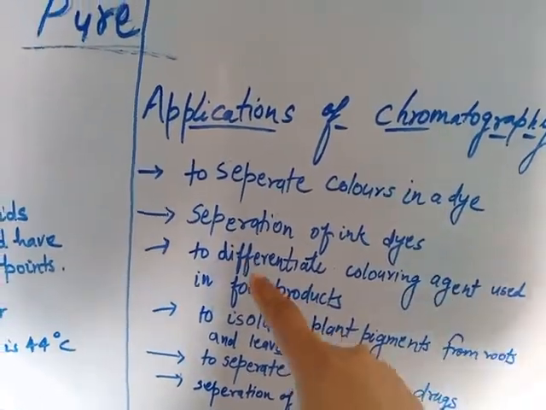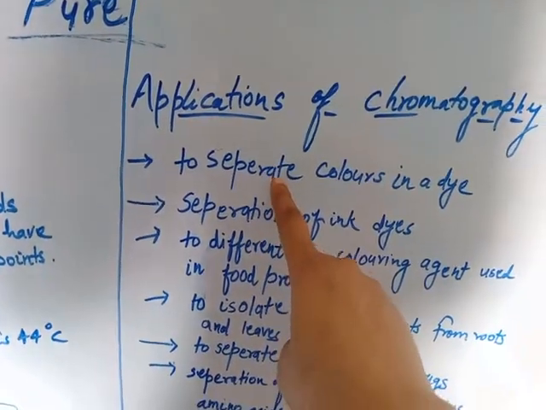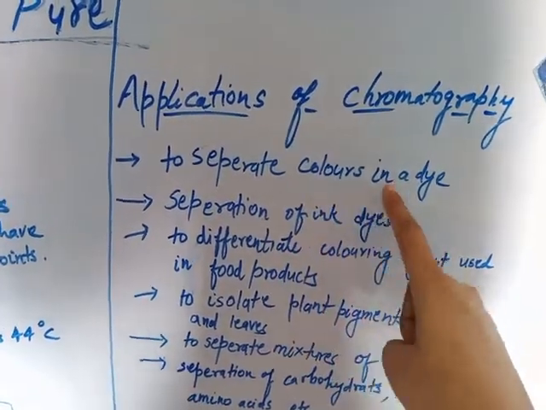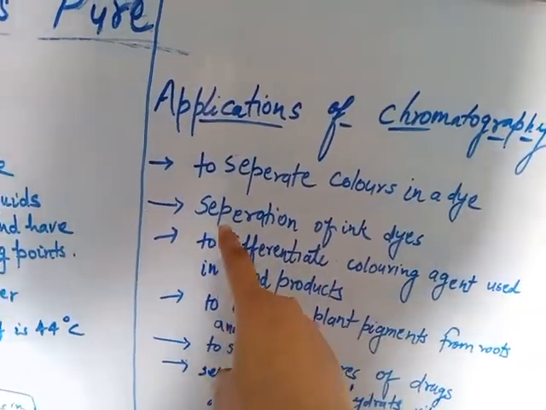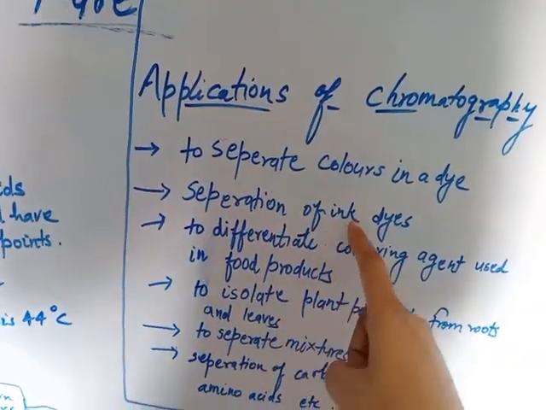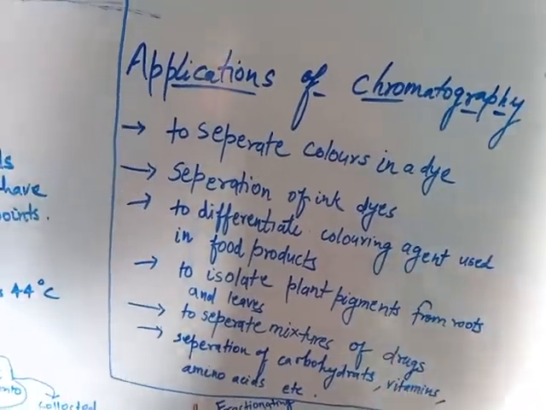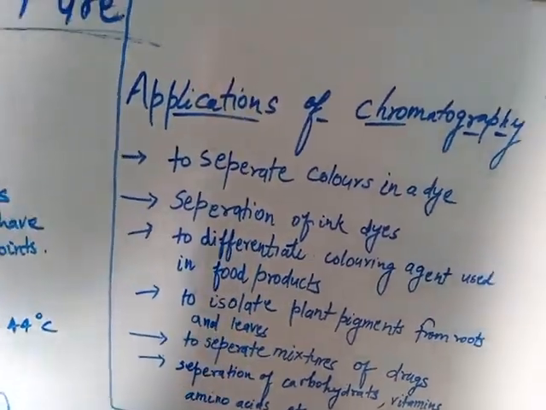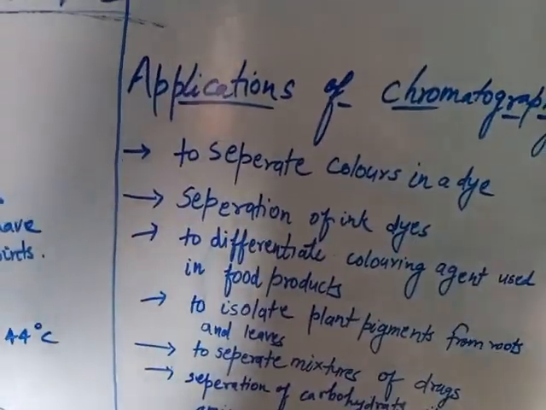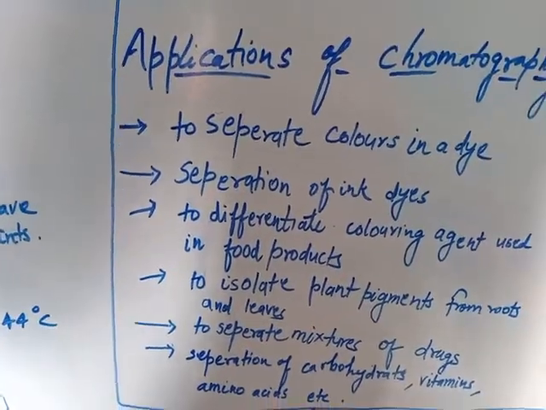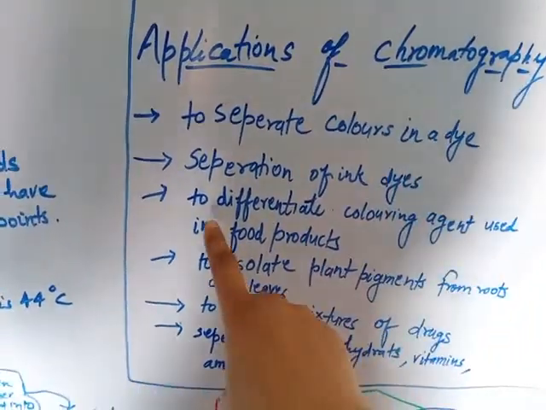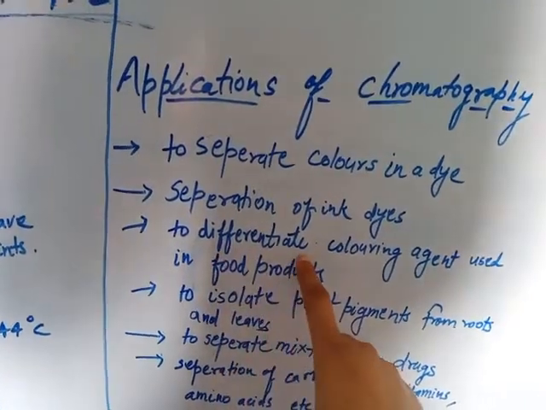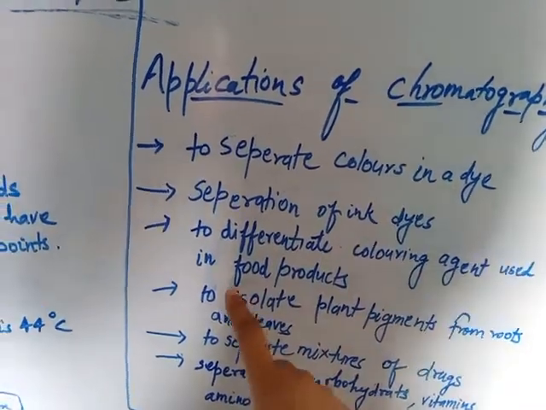So as we know, chromatography is used to separate colors in a dye, any type of dye, and can also be used for the separation of ink dyes. Different types of ink dyes contain different color components, so those color components can be separated by the process of chromatography. Now it is also used to differentiate coloring agents used in food products.